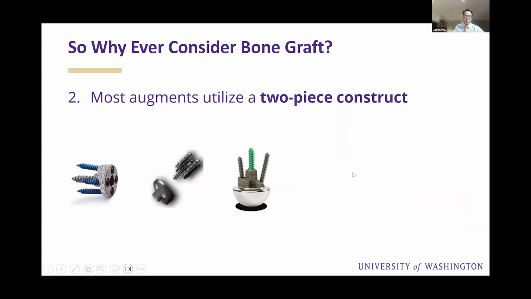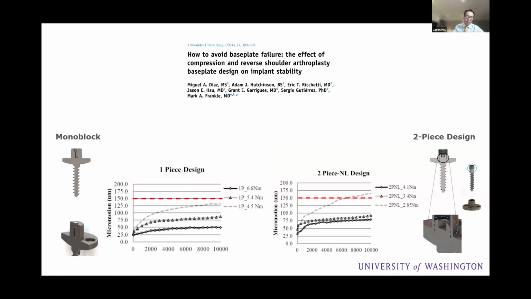The second reason is that when you use an augment and a central screw device, it has to come in two pieces. You have to be able to align the augment in the direction that you want it to sit on the glenoid, and then you have a separate central element or screw that you screw into the boss. I think biomechanically, the stability of the overall construct is not as good.